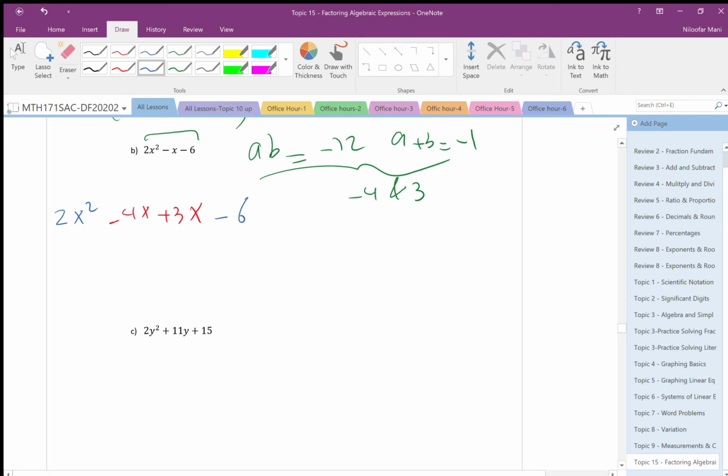Also, pay attention. Sometimes I see students write minus 4x plus 3. They forget x. Remember, when you rewrite the one with x, you need x for both of them. Sometimes one of the x is missing. Equal. So 2x factor, now 3 factor from the next one. Now I factor x minus 2.